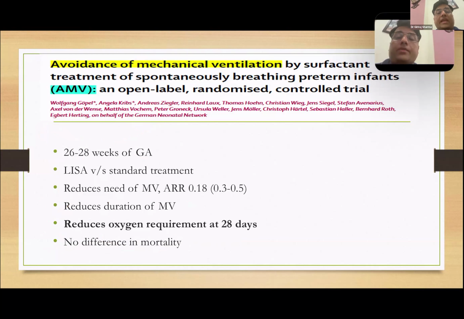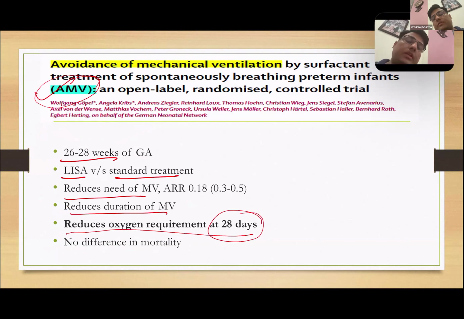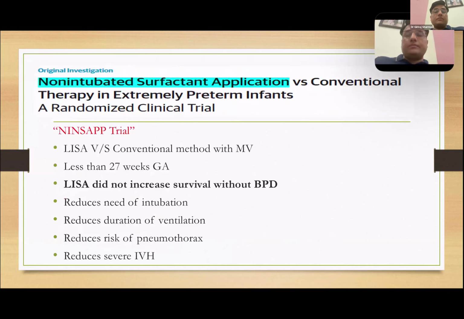Next is the AMV trial. The AMV trial is the avoidance of mechanical ventilation trial. In this, they compared LISA versus standard treatment in extreme preterm babies less than 28 weeks. In this also, they found reduced need for mechanical ventilation, reduced duration of ventilation, and reduced oxygen requirement at 28 days, meaning BPD was also reduced. But there was no difference in mortality, according to the AMV trial, the avoidance of mechanical ventilation trial.